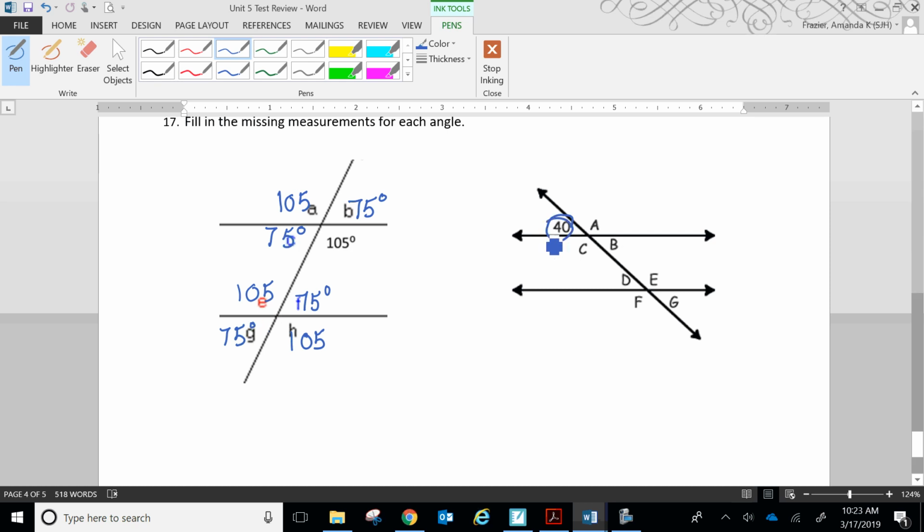Okay, if this angle is 40, I know that this angle is also 40, and this angle is 40, and this angle is 40. And if this angle is 40, then angle A must be 140 to make 180. So angle C is 140, angle F is 140, and angle E is 140.